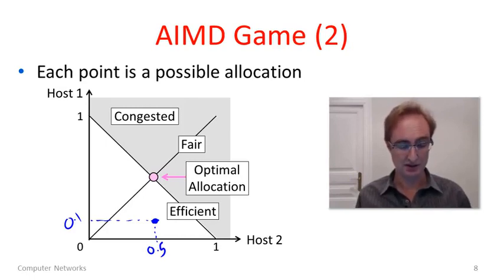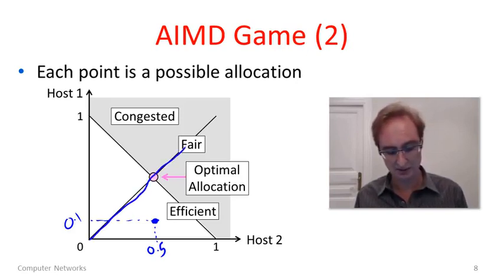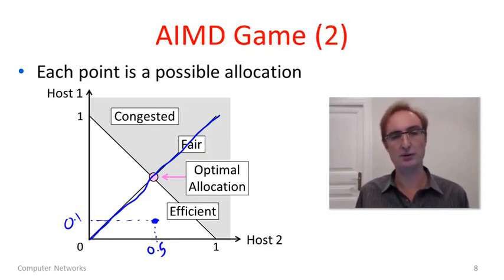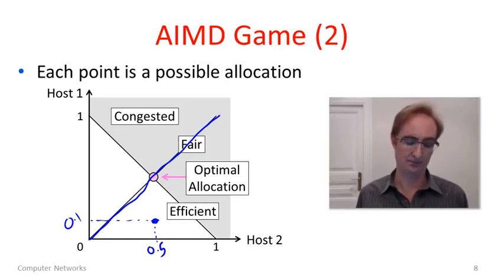There are several key different features of this diagram. So we've talked about a fair and efficient allocation. What are they? This line, this is like at 45 degrees, the y equals x. This is fair. And it's fair in this simple setting because along this line, host 1 and host 2 get an equal amount of bandwidth. Maybe they both get 0.3 units or 0.4 or 0.5. Whatever it is, it's fair.